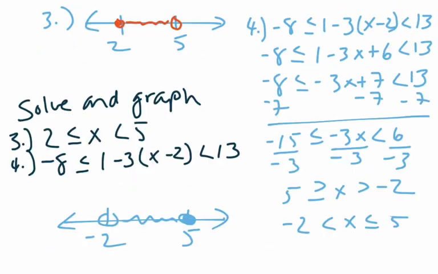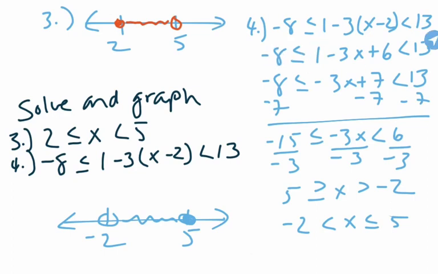Number 3, number 4 makes up for number 3. Number 3 is just graphing it. Make sure that you have a solid circle at the 2 and an open circle at the 5, and x is in between them, so it should look something like that. Now, there are multiple ways you could do this. There are actually several ways that you could do this.